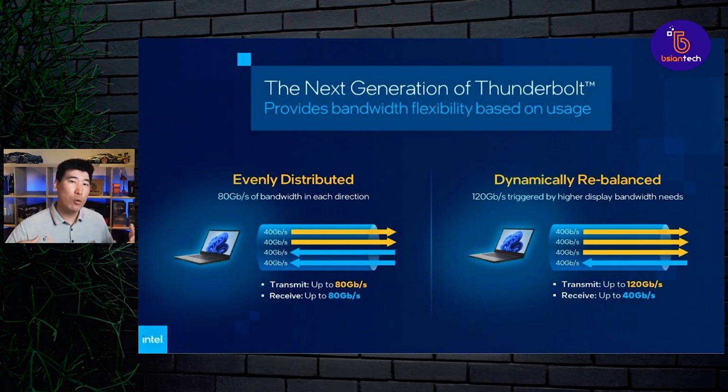Now, it does try to give priority to the displays over the data, as Intel have said. So that's kind of cool. That is trying to make sure you've got good displays before your data transfer rate. But still, this is going to be kind of cool and really nice to see what's going to happen.